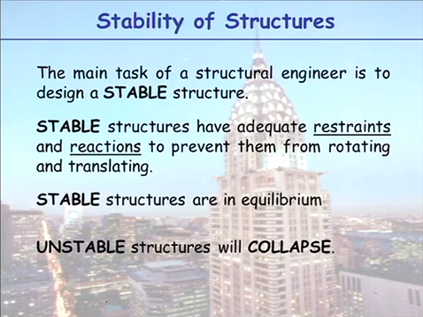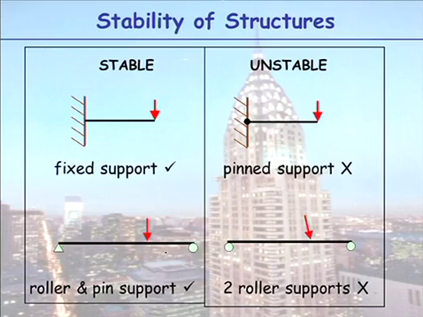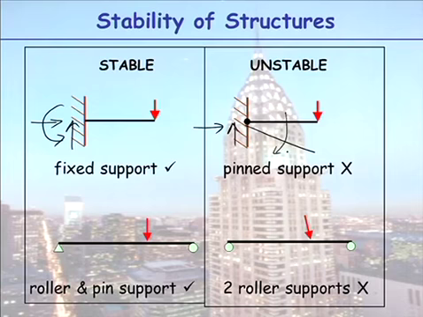So the main task of a structural engineer is, of course, to design a stable structure. Stable structures have adequate restraints and reactions to prevent them from rotating and translating. Stable structures are in equilibrium, unstable structures will collapse. So here to the right, in order for my cantilever to be stable, my fixed support here has three possible reactions. If we have this shown as a pin here, then we only have two possible reactions, and that's unstable because with that load on, this thing will actually collapse down.